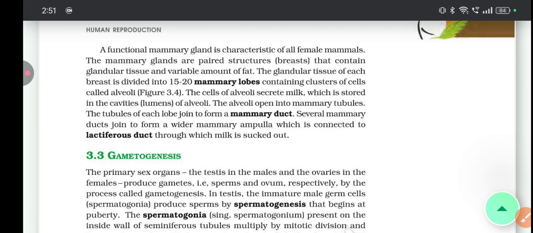The alveoli open into the mammary tubules. The tubules of each lobe join to form a mammary duct. Several mammary ducts join to form a wider mammary ampulla which is connected to the lactiferous duct through which the milk is sucked out.